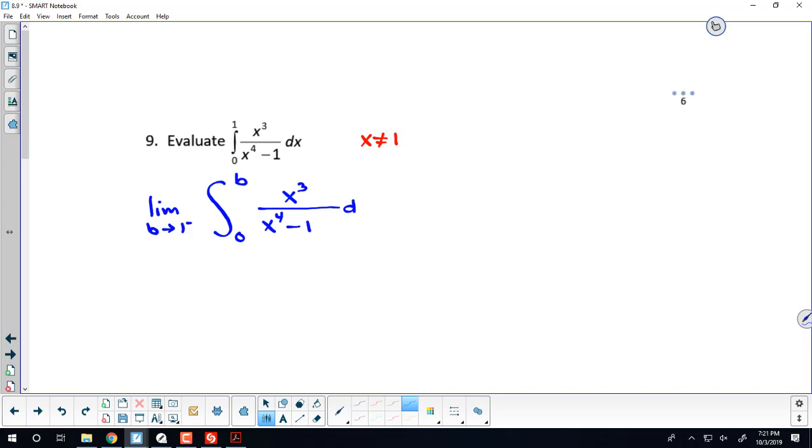So really, when you're looking at these limits, please be aware of what direction you're approaching from. This function is defined on, or we're asking what's the area from 0 to 1. So you can't approach 1 from the right. You have to approach 1 from the left.